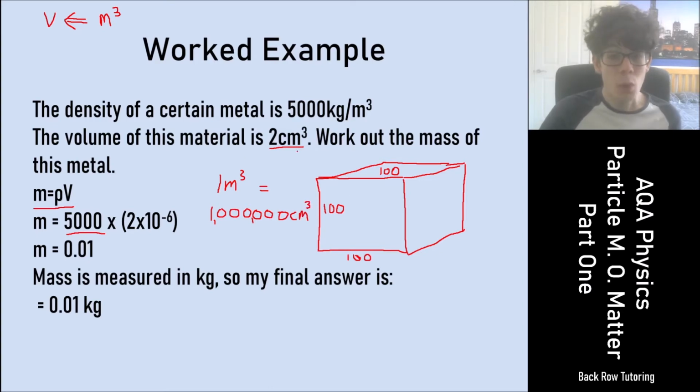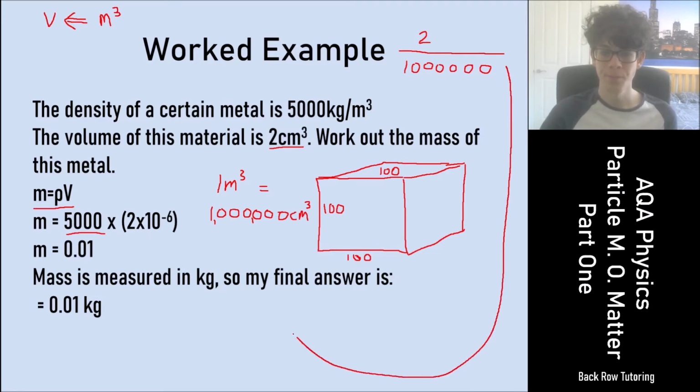That means 2 centimeters cubed compared to 1 meters cubed is 2 over 1 million, which is 2 times 10 to the minus 6. Plugging that into our formula and evaluating that, we get that our mass is 0.01. And since mass is measured in kilograms, the final answer is 0.01 kilograms.